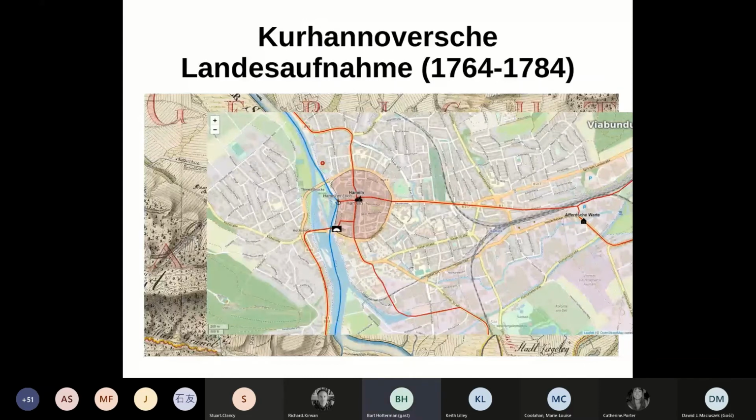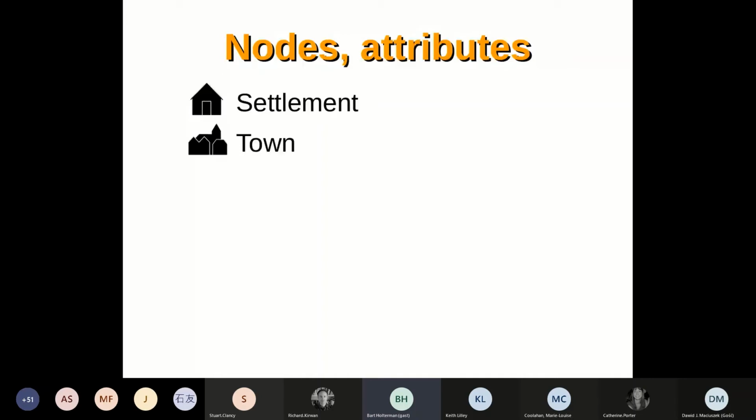Now, to come to the other part of the model, which are the nodes. So as I said, a node is any place where something happens along the road. So you can have empty nodes, which are mere junctions, but you can also add attributes to the nodes that describe the type of event that is happening there. And we have come up with a number of different attributes. The first are settlement and town, so they describe human settlements, or places of human habitation, I should rather say.